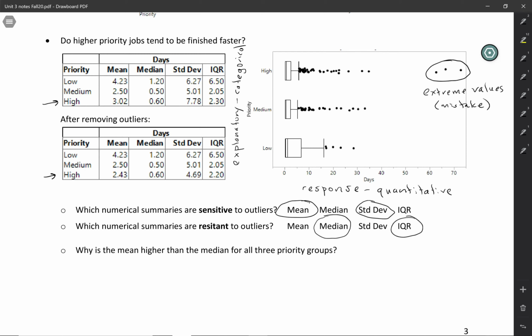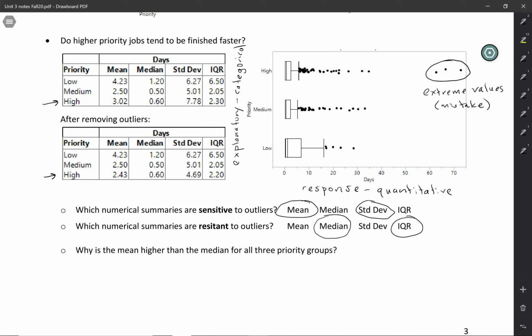So keeping that in mind, why is the mean higher than the median for all three of these priority groups? Notice that these are all skewed to the right, and they're so strongly skewed that it ends up treating a lot of those values as outliers on the high end. The mean is more sensitive to skew and outliers, so those really long times are pulling the mean up a lot. The median is more resistant, it's not getting pulled up as much, so we end up with values where the mean is higher than the median.